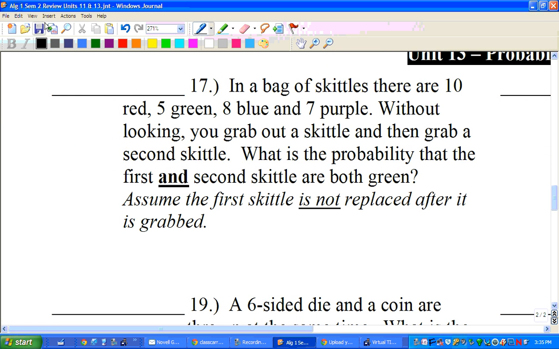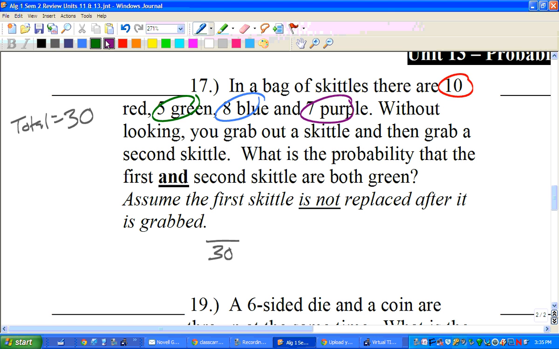So, first thing we want to know, what's the total? Got red, green, blue, purple. Add those up, your total is 30. Okay, so the first time you do it, there are 5 green. Okay, but now there's one less of both.